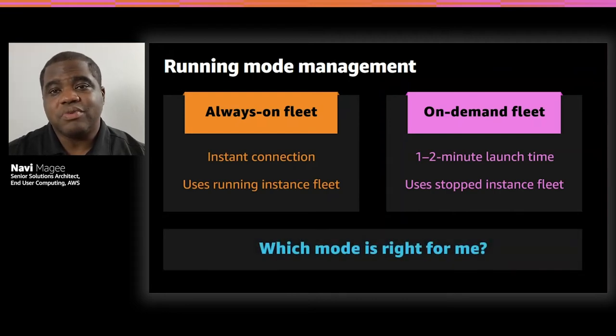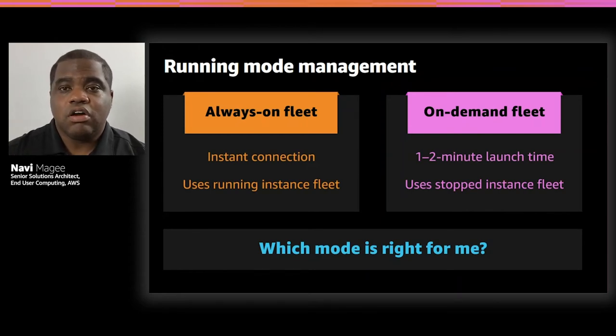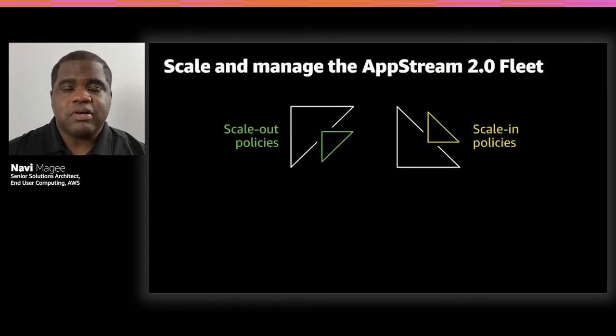Now, the question that remains is, which mode is right for me? Well, the answer depends on the user experience that's required. If your user is expecting an instant connection, always-on is the decision. If they're expecting an on-demand fleet, something that they can wait for 1 to 2 minutes, then the on-demand fleet option is the path. Now, when we think about scaling and scaling out the fleet, there are 4 different options that are available.